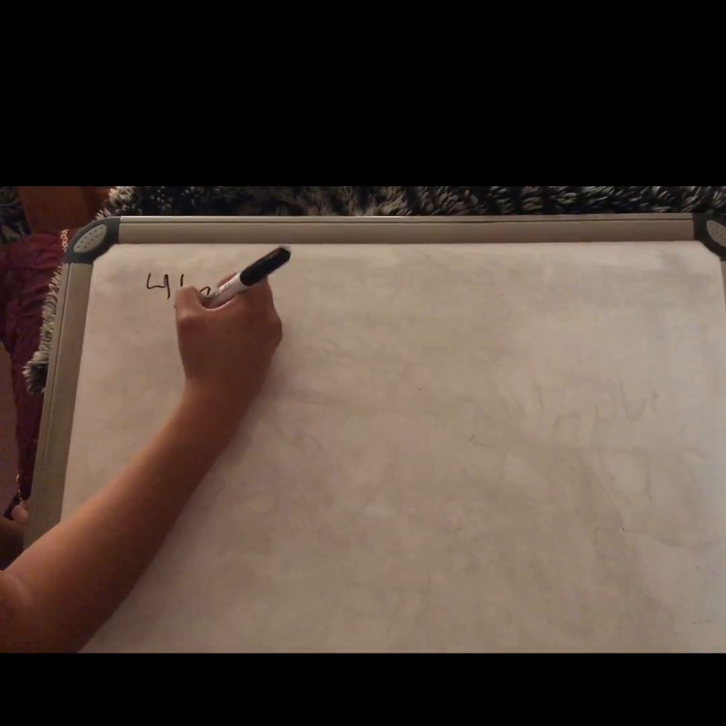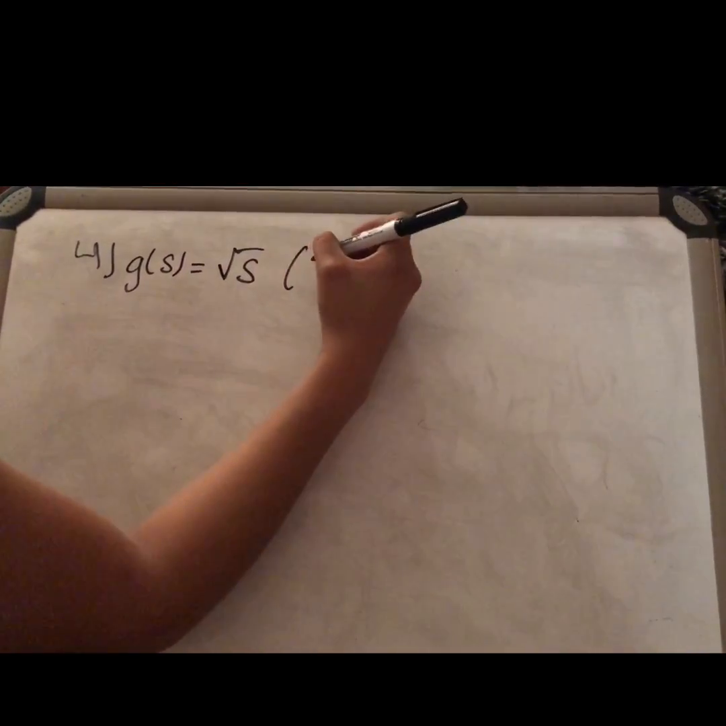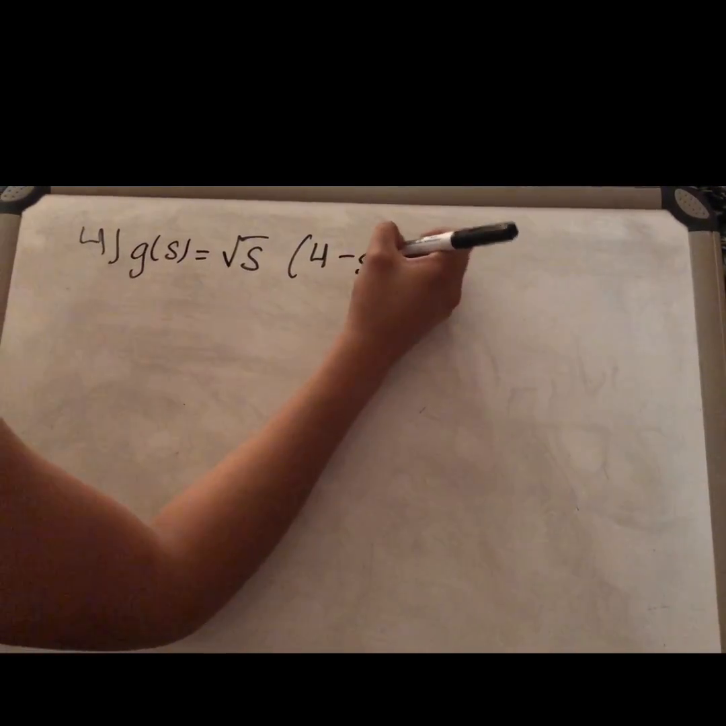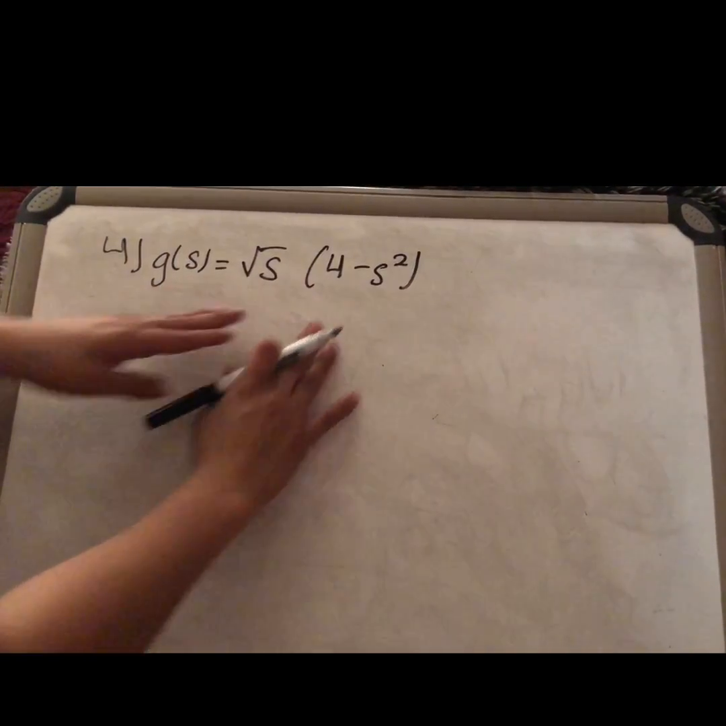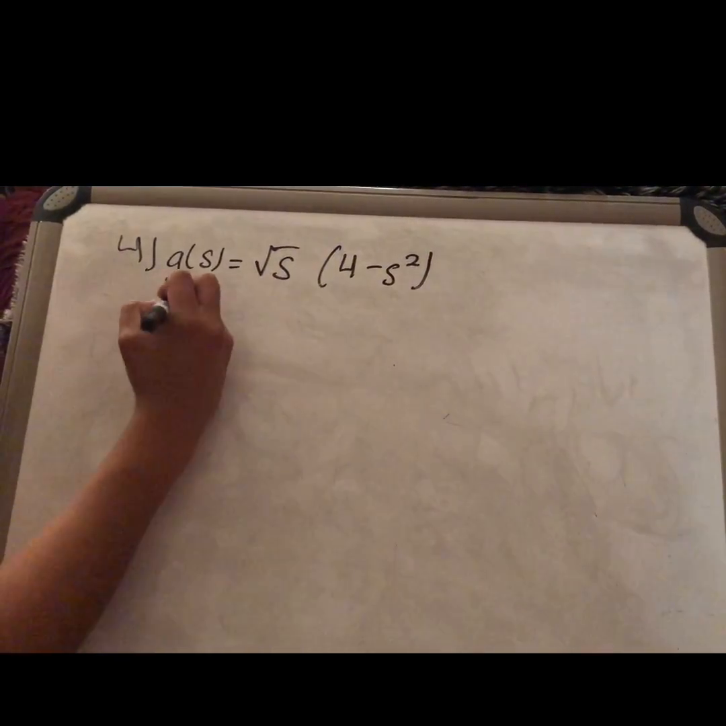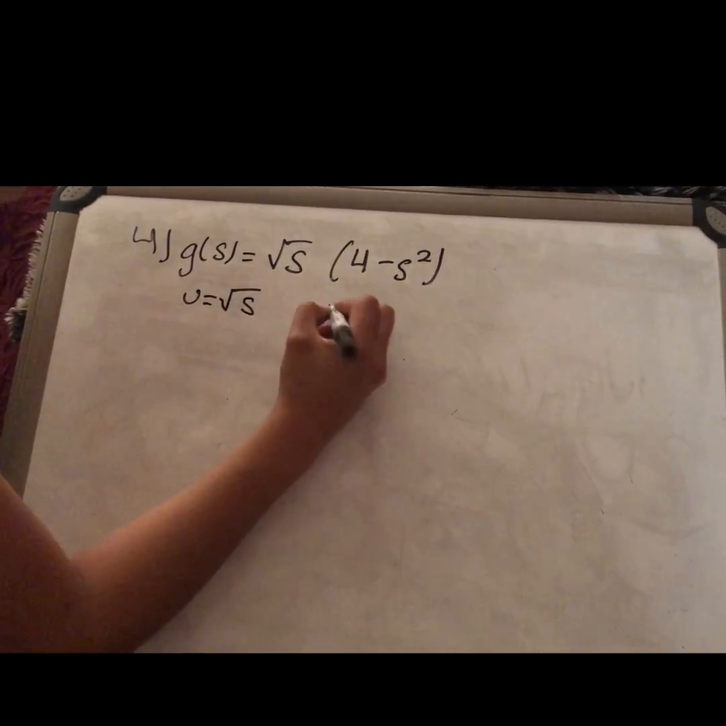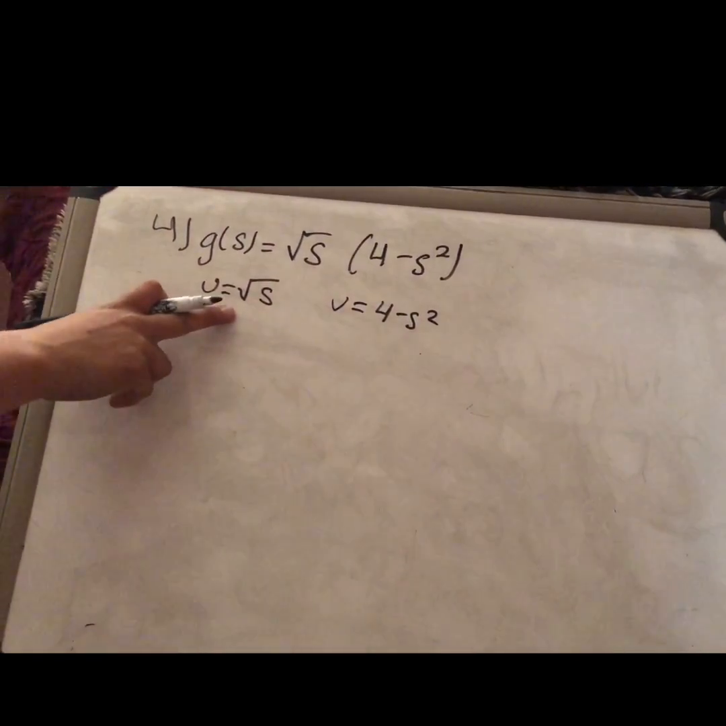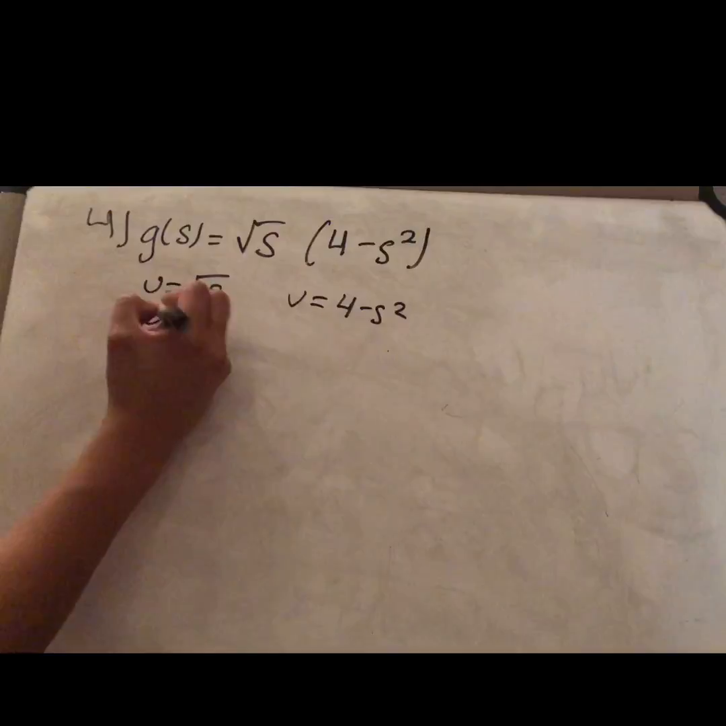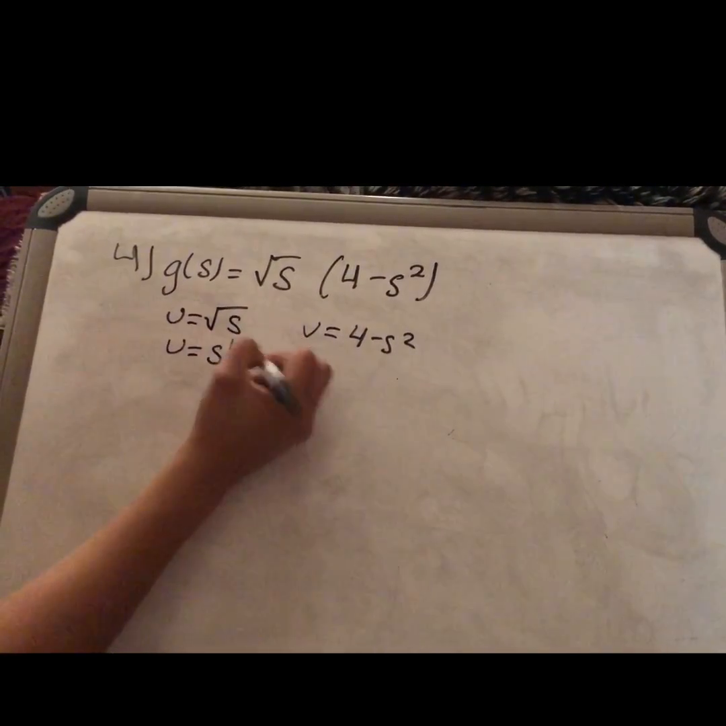Okay, so the next problem we're going to do is number 4, which is g of s equals the square root of s times 4 minus s squared. So we take a look at the problem and we see that it's going to be product rule since they're being multiplied. So you would use your u as the square root of s and your v just 4 minus s squared. But since your u is a square root, you could make it easier and make it s to the 1/2.